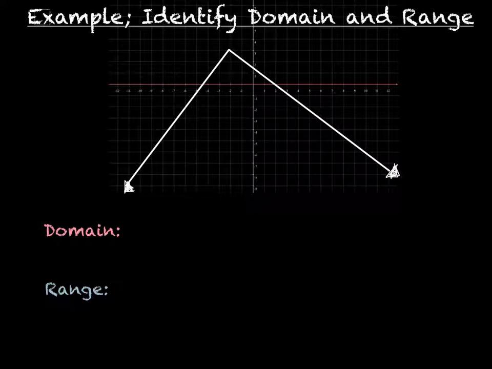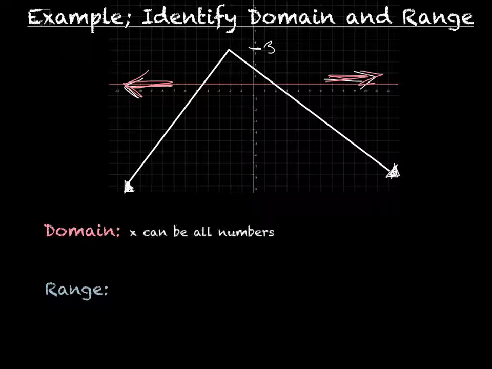So with these examples, we want to identify the domain and range of the graph. So as I am looking at this graph, it looks like it peaks out here at 3, and then it goes left forever, and it goes right forever. So the left and the right are my domain. So when I am classifying my domain, it can be all real numbers. X can be anything we want it to be because it goes on forever and everything is included.